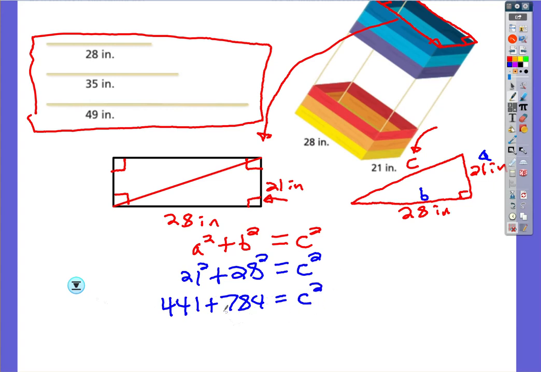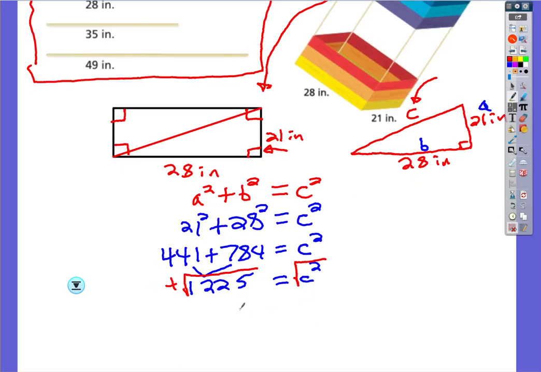And now we want to square root both sides, but let's simplify, combine these two like terms first. 441 plus 784 will give us 1,225 is equal to C squared. And now, my last operation, I just got to undo my square. I can do that with a square root. This time I'm not going to worry about the plus or minus because I know the dowel rod is going to be a positive length. So I'll just take the positive solution, eliminate the negative solution right now. So let's take the square root of 1,225 and I get C is equal to 35.